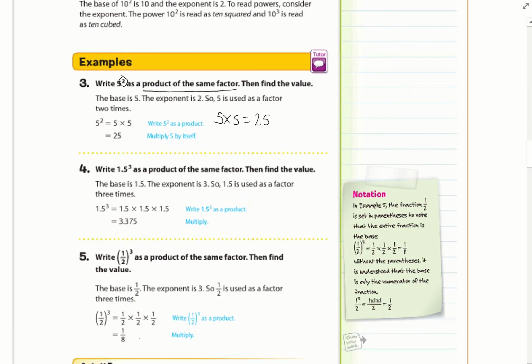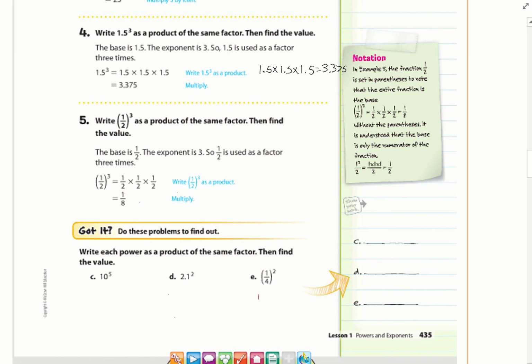Same thing with 1/2 to the third power. We have 1/2. So we're going to write the product of the same factor, that is first. So I have my factors and they're all the same, and I do it 3 times because it's to the third power. And this is going to be equal to 375 thousandths.